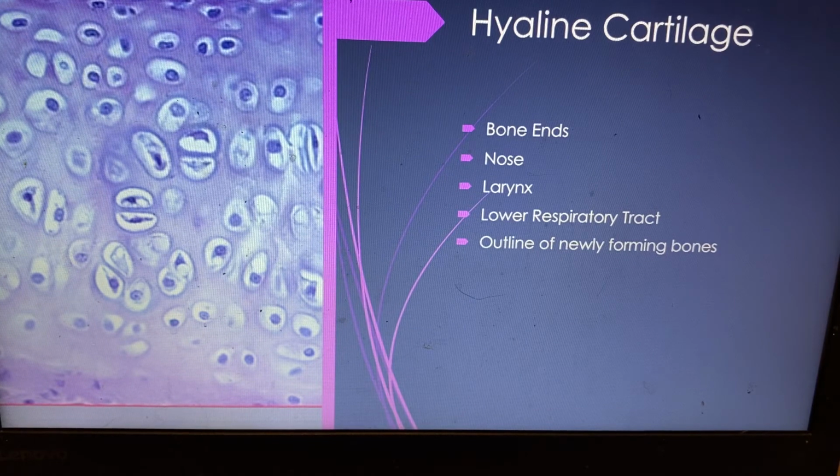Hyaline cartilage is non-vascular, compressible, and resistant to pain. It is porous to increase the absorption of oxygen and nutrients. Can be found on the end of bones, the end of your nose, in the construction of the larynx, in the lower respiratory tract, and is in the outline of newly forming bones.